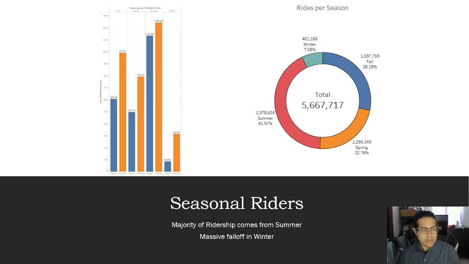But in general, per season, we have a massive spike in traffic in summer months and a massive drop off in winter months for both members and casuals alike. And throughout the year, members ride more than casuals do, just period.